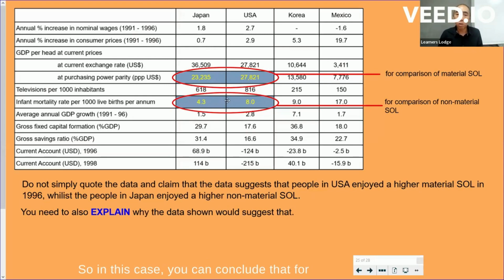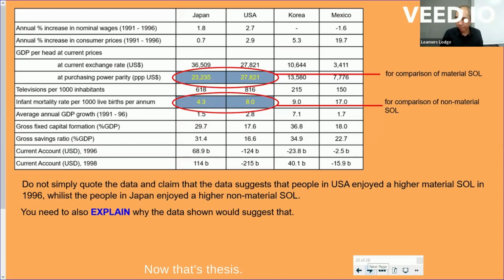So in this case, for the thesis, you can conclude that the data would suggest that on the material SOL side, the Americans seem to be doing better than the Japanese. Again, I will correct myself: the people in America seem to be doing better than the people in Japan on the material side. And in terms of the non-material side, at least for equality of and access to healthcare, the people in Japan seem to be doing a little better than the people in America. Maybe not a little, maybe more than a little better, right? So this would be the information you can glean from here.